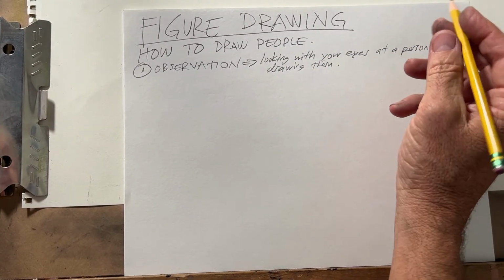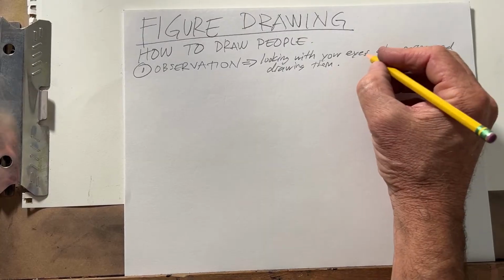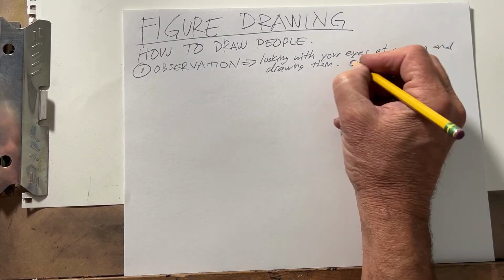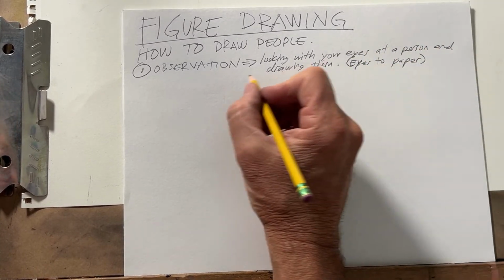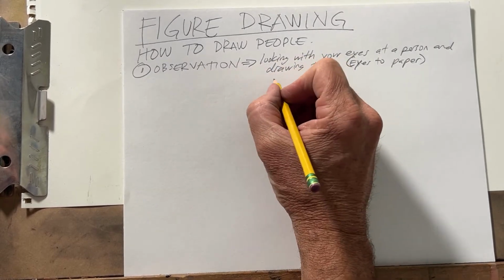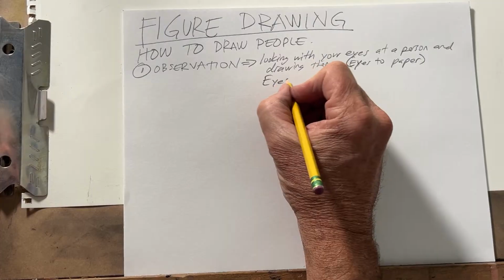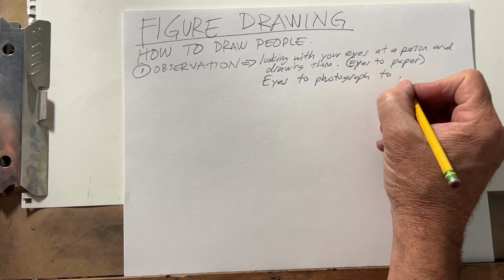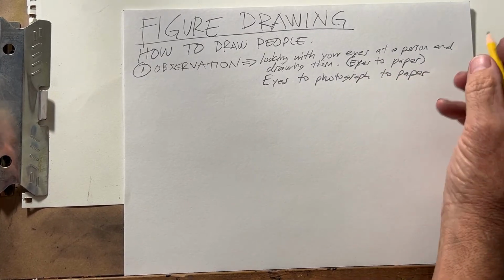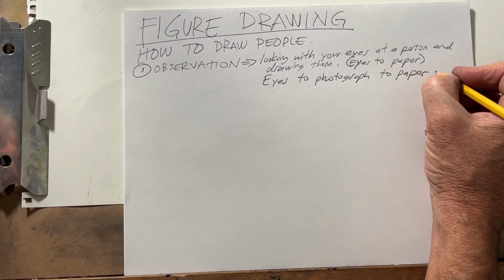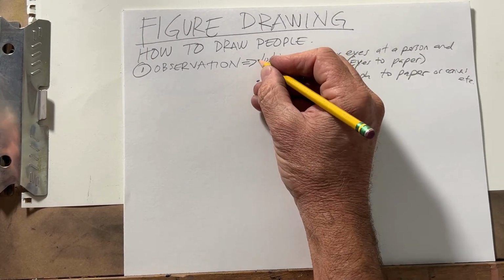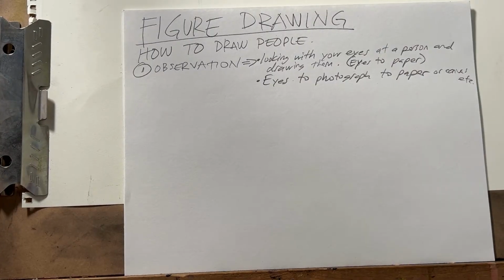Okay, so it's eyes to paper or eyes to canvas or eyes to whatever. So eyes to paper, we're going to say. Okay? Now, observation, also you can go eyes to photograph to paper. Eyes to photograph to paper or canvas, etc. Okay. Bullet point, bullet point. So there's some observational ways to draw a person, okay?